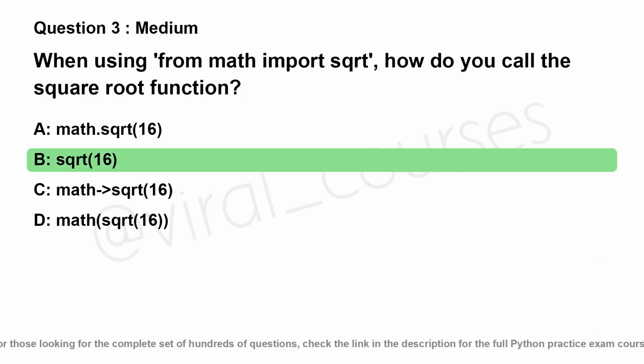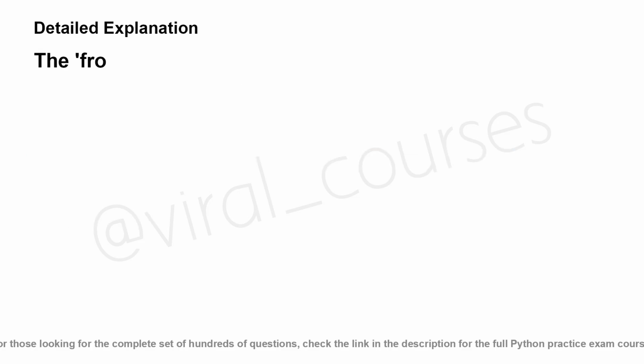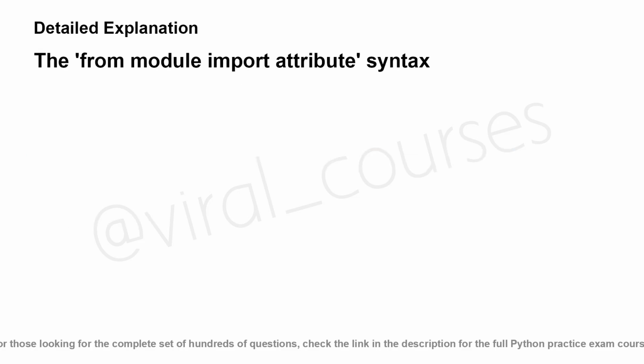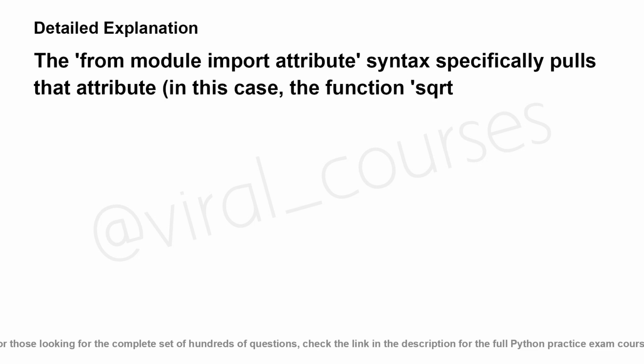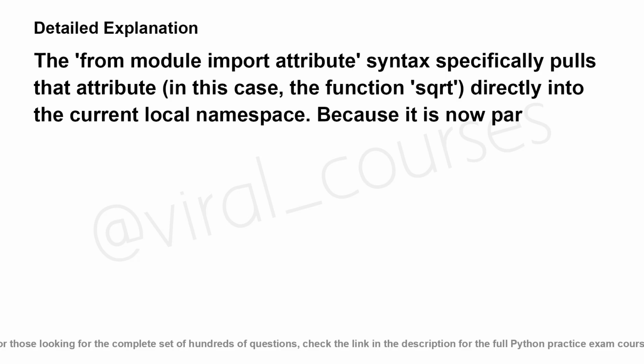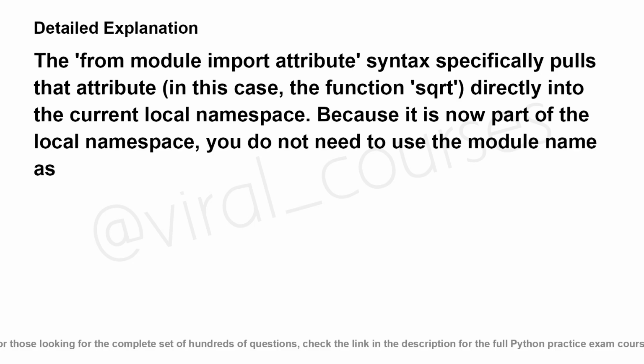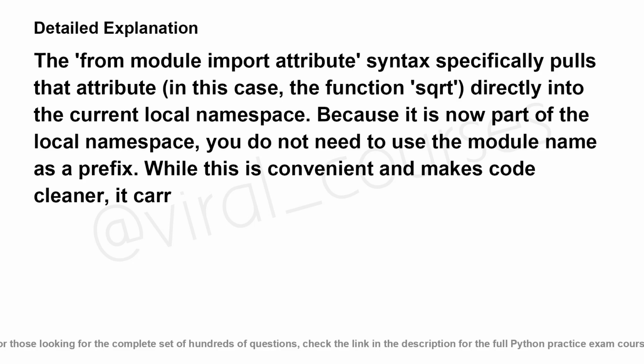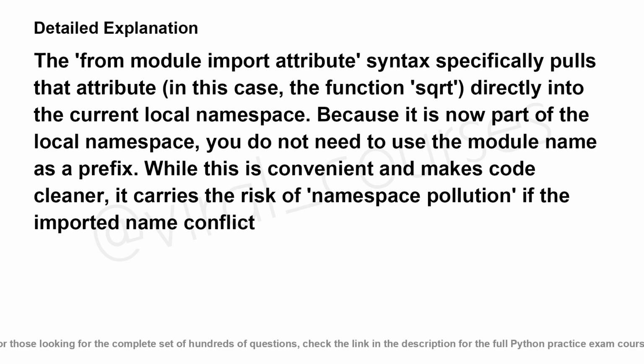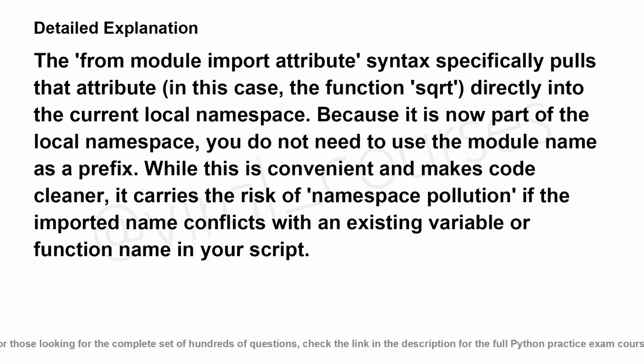The correct answer is B. The from module import attribute syntax specifically pulls that attribute, in this case the function sqrt, directly into the current local namespace. Because it is now part of the local namespace, you do not need to use the module name as a prefix. While this is convenient and makes code cleaner, it carries the risk of namespace pollution if the imported name conflicts with an existing variable or function name in your script.